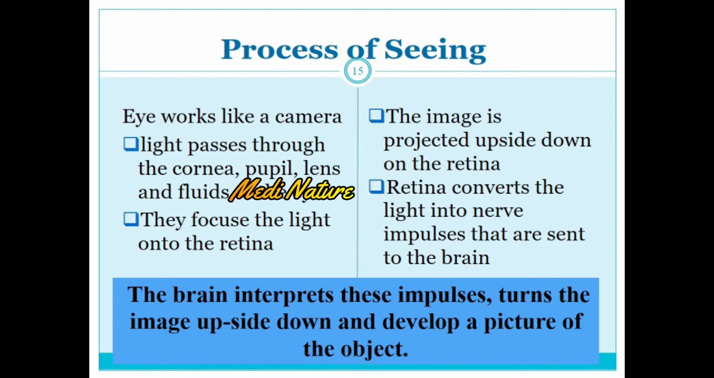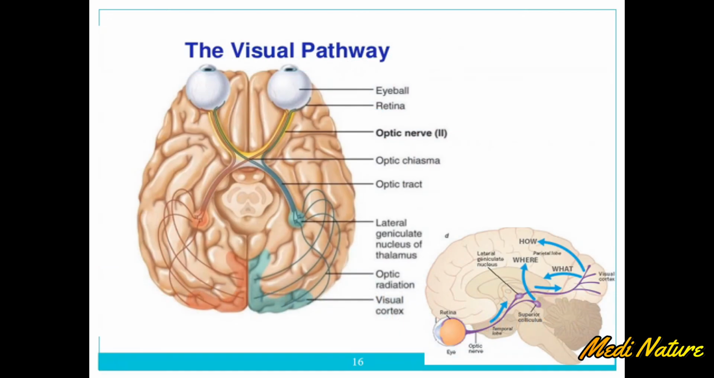The retina converts the sensation of light into a nerve impulse. This nerve impulse runs through the optic nerve into the brain. In the brain, this information is interpreted, and this impulse turns the image upside down. Now it is recognized in its correct position, and then it develops a picture of the object. This picture will give you the idea about the visual pathway.